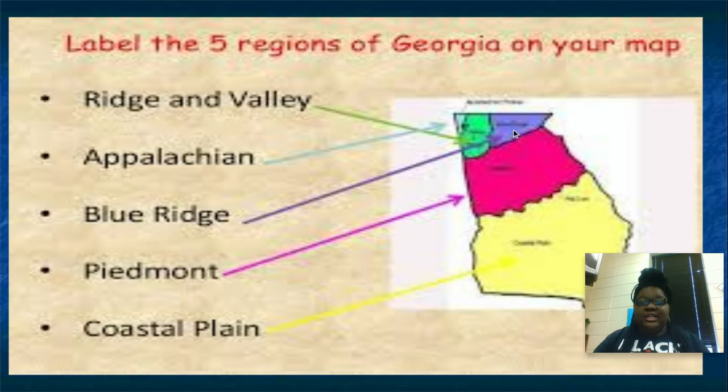So the Blue Ridge is right here. If you look closely, we have the Blue Ridge Mountains right here. The Blue Ridge Mountains have a blue haze that sometimes goes around them. That's how you can identify the Blue Ridge Mountains, because of the blue haze that goes around the mountain chain.